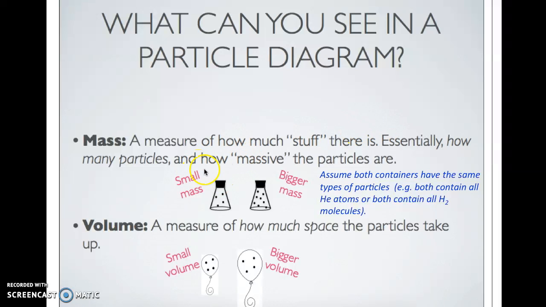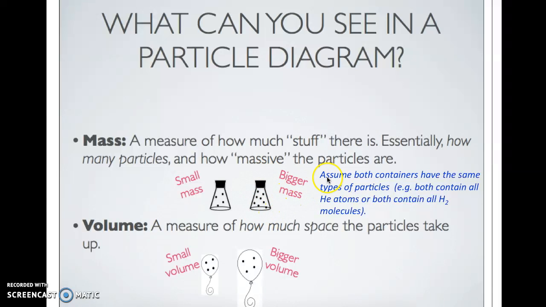If we look at the example here, we have an Erlenmeyer flask, and it contains 1, 2, 3, 4 particles. The second Erlenmeyer flask contains more than 4 particles. If you count them up, we have 2, 4, 6, 8 particles. So this one has more particles, and therefore it has a bigger mass.